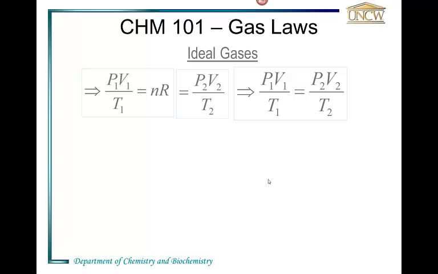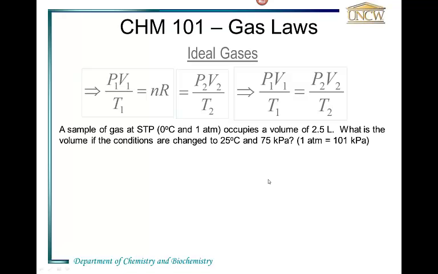So how can we use this? Well, let's say we have a sample of gas at what's called standard temperature and pressure, STP. Standard temperature and pressure is defined as 0 degrees centigrade and 1 atmosphere. We find that that gas occupies 2.5 liters under those conditions. And we can ask the question, what if we change the conditions? What if we raise the temperature to 25 degrees C and drop the pressure to 75 kPa, kilopascals? You'll notice that 1 atmosphere is 101 kilopascals, so 75 kilopascals represents a drop.